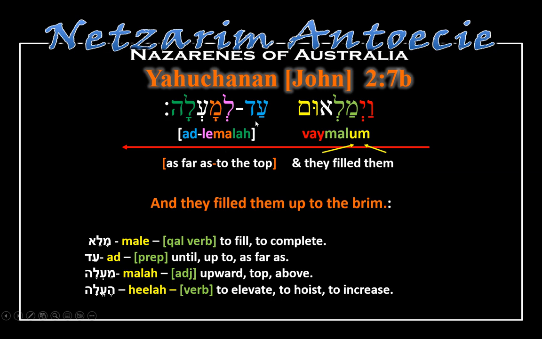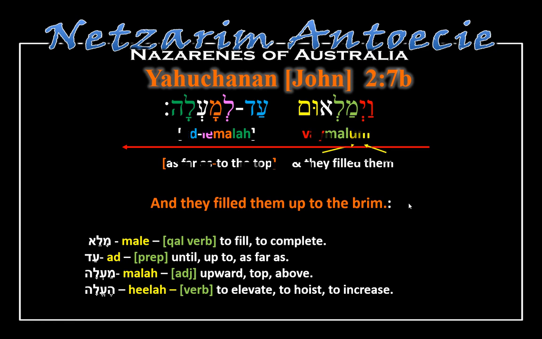Right, and then I've got ad, which can be until or as far as. If we look at ad down there, it means until, up to, as far as. So I've used as far as le mala. Now we know mala means upward, top, above. So we could say to, that's the lamed, to the top, as far as to the top. And the normal English just says, and they filled them up to the brim, which is still the same.